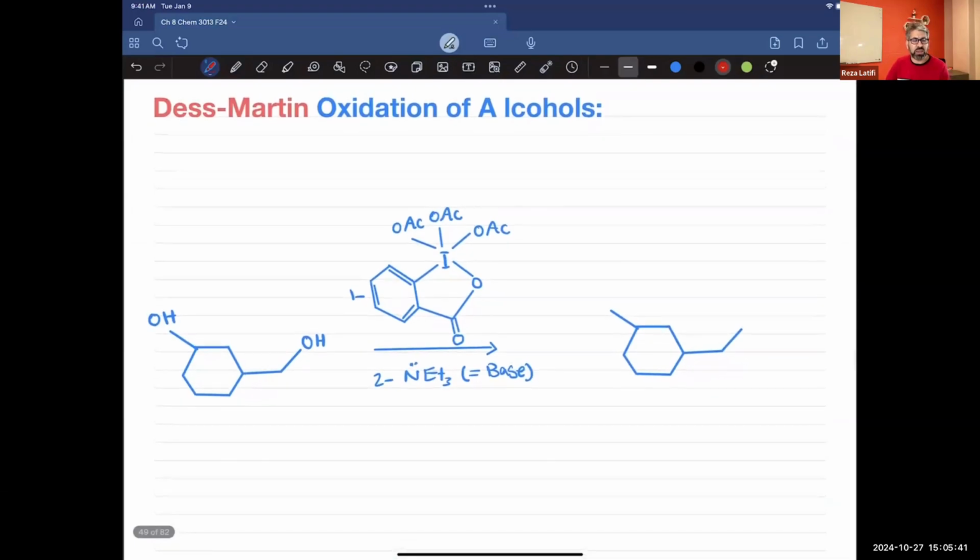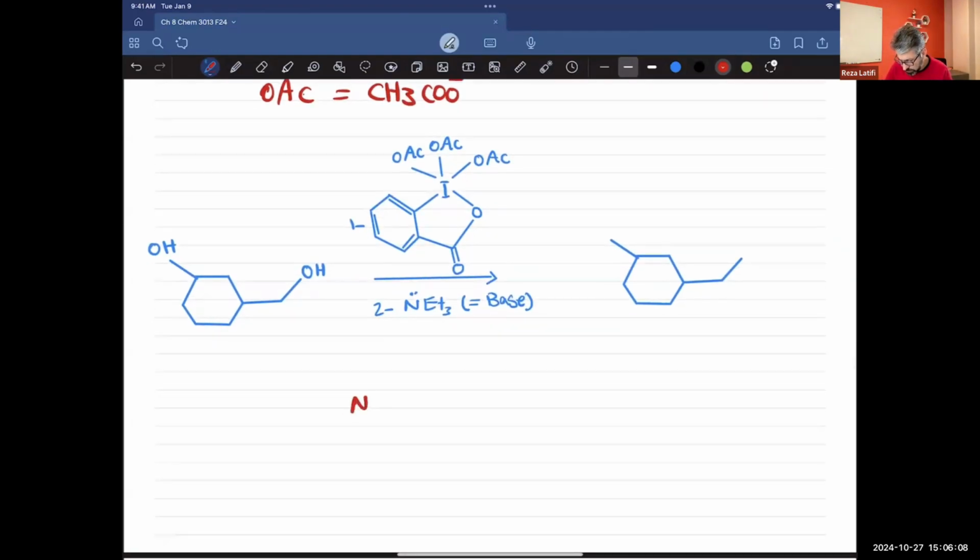Another mild oxidizing agent will be the Dess-Martin oxidizing agent. And as you see, the structure of the reagent is a bit complicated. OAc stands for acetate. It's the conjugate base of acetic acid. And what's the role of this compound? This one is going to be a base. Technically, it will take hydrogen out of the system.